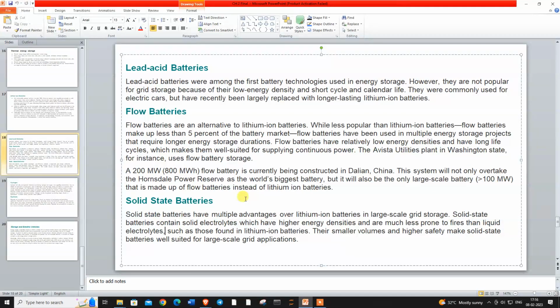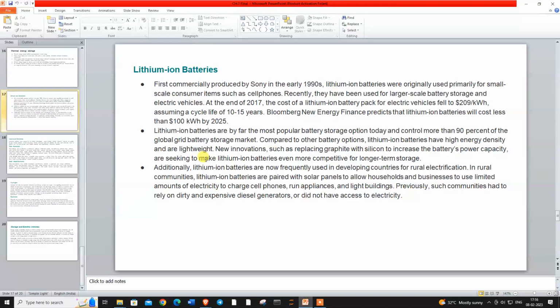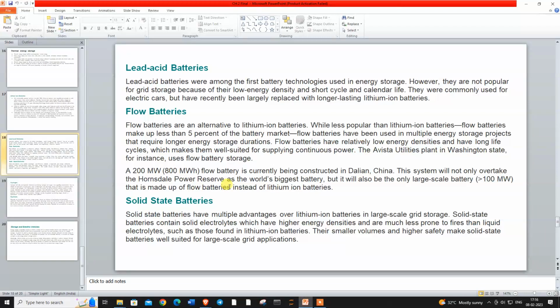Okay, now here if you can see in lithium ion batteries, the electrodes, as we have seen, are graphite. They are going to replace it with silicon, but the electrolyte basically is made up of liquid in the case of lithium ion batteries, which can result in different short circuit conditions which can easily turn into fire. So the alternative to reduce such things is solid state batteries, which have higher energy density and are also much less prone to fires than the liquid electrolytes.